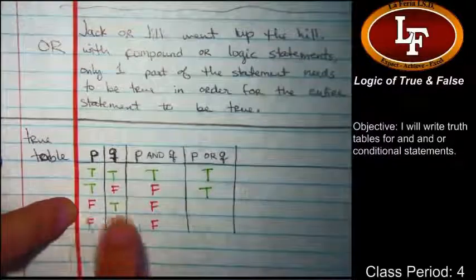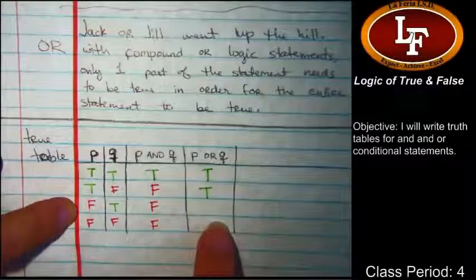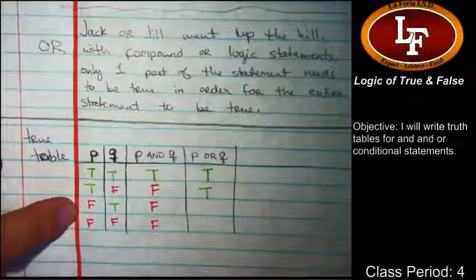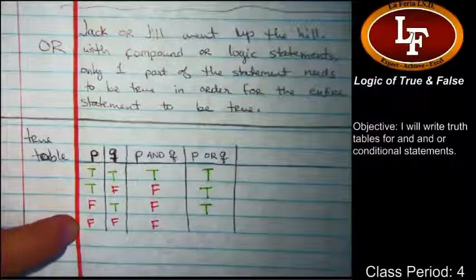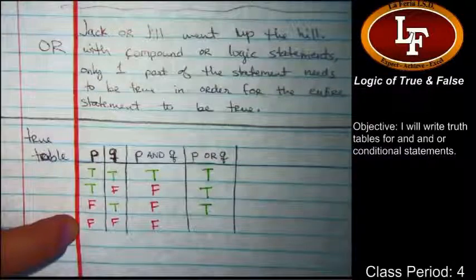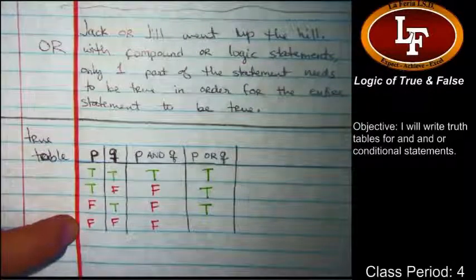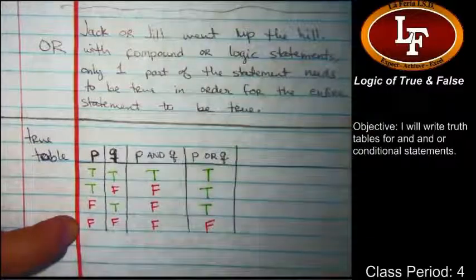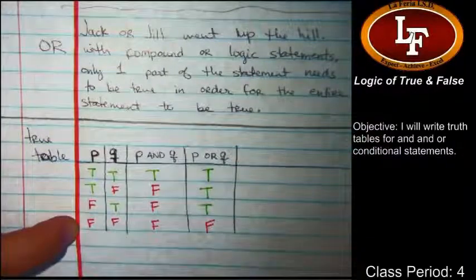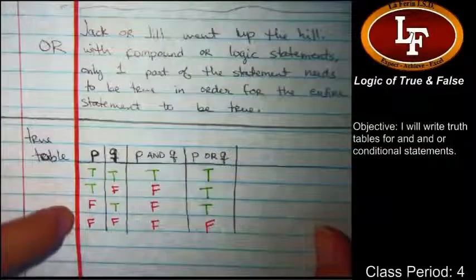P is false, Q is true. P or Q is true, because one of them is true. P is false, Q is false. P or Q is false, because they're both false, and I need at least one to be true, and I don't have it. All right, I'm going to make it a little harder. You ready?